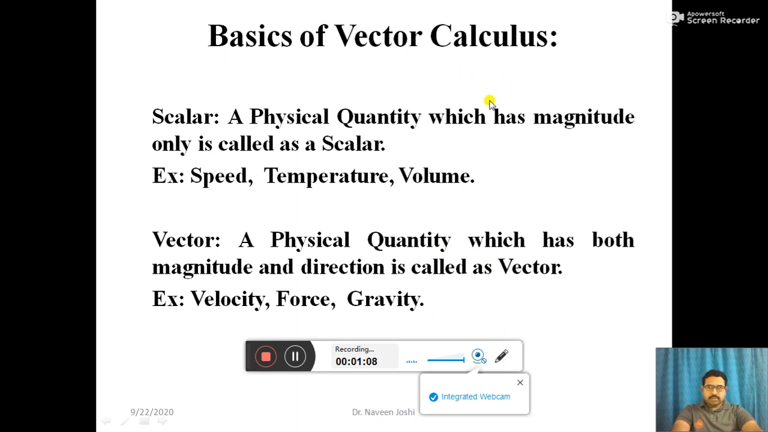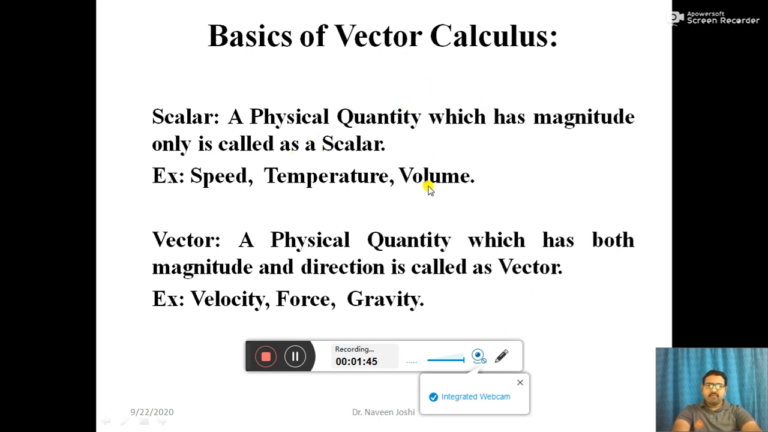I just wanted to go with the basic definition, like scalar. The scalar definition: a physical quantity which has magnitude only is called a scalar. Examples: speed, temperature, volume. If you consider temperature, we are measuring it in terms of degrees Fahrenheit, like 90 degrees, or 100 degrees Fahrenheit. Here it does not have any direction, it is just a number. So it is a number, which means it comes under scalar.